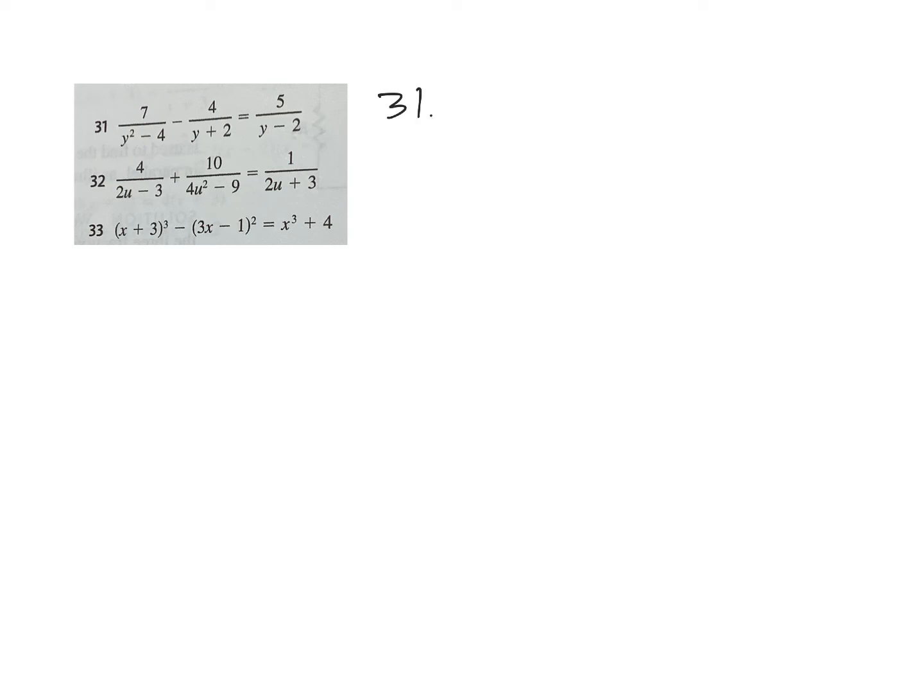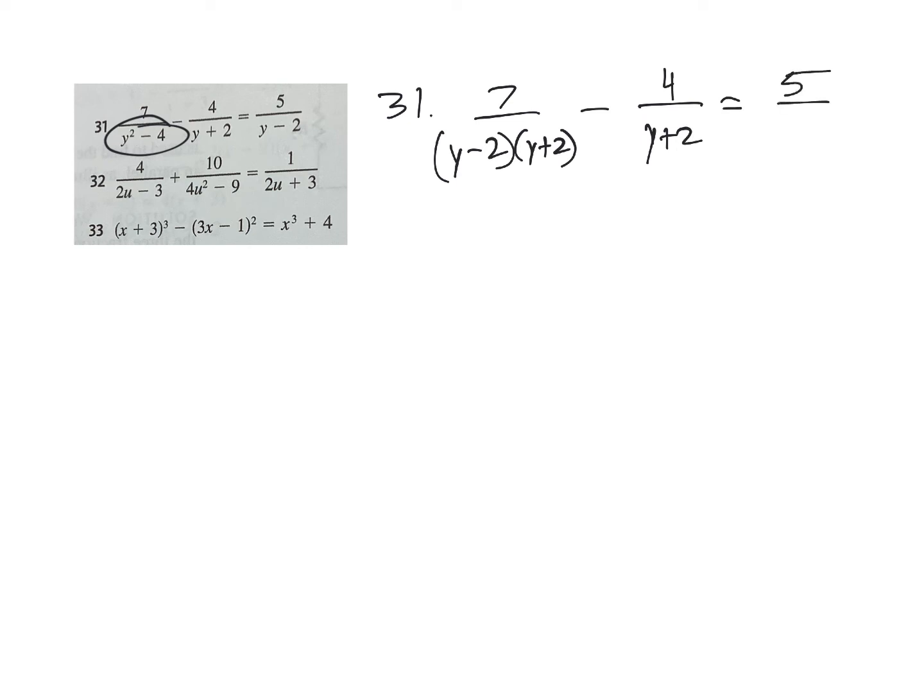On this one, you have multiple terms. The y squared minus 4, you need to do y minus 2, y plus 2. That's the difference of squares. So you should write it like that, especially when you're looking for all the factors when you're adding and subtracting fractions. And we are adding and subtracting fractions here. So now let's multiply by the common denominator, which is y minus 2 and y plus 2.